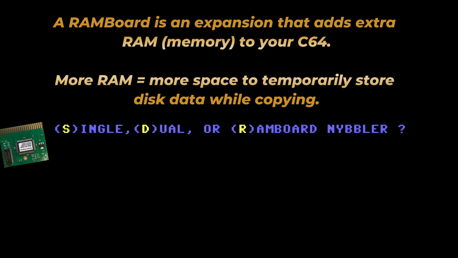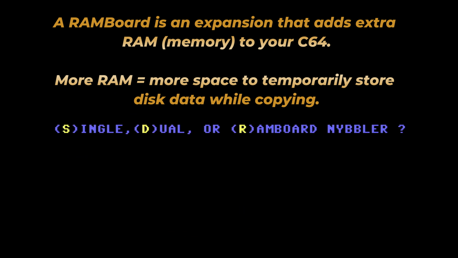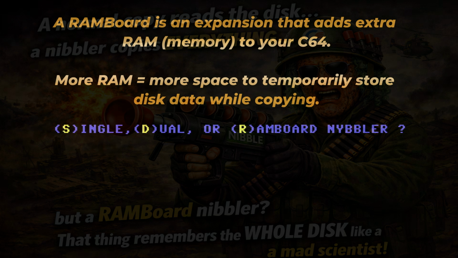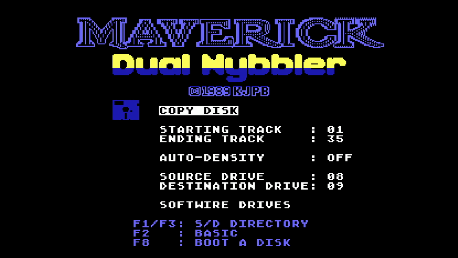Well, a RAM board is an expansion that adds extra RAM or memory to your Commodore 64. More RAM equals more space to temporarily store disk data while copying. A normal copy reads the disk. A nibbler copies everything. But a RAM board nibbler, that remembers the whole disk like a mad scientist. Oh yeah. Now let's get ready to copy our disk.